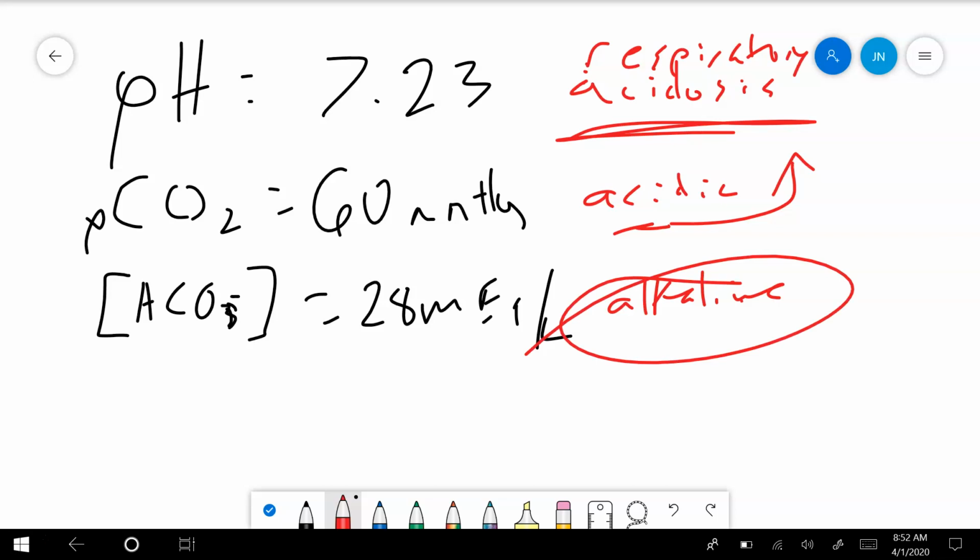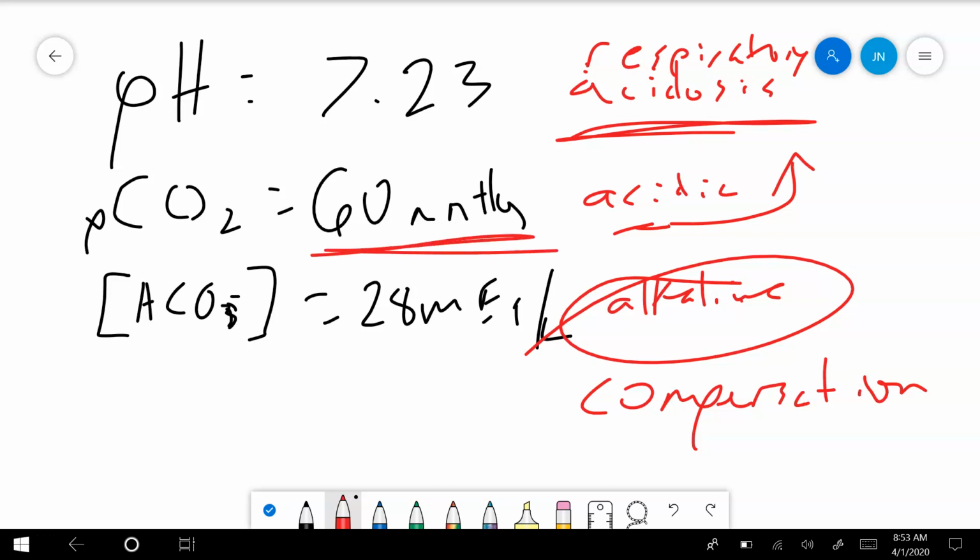This number is alkaline. That is compensation. Bicarbonate levels are coming up to buffer the acidic condition in the blood that's being caused by the retention of carbon dioxide. Too much carbon dioxide. That's hypoventilation. This person is not exhaling enough carbon dioxide. And it's a situation that's been going on long enough that the kidneys are now trying to compensate for it.